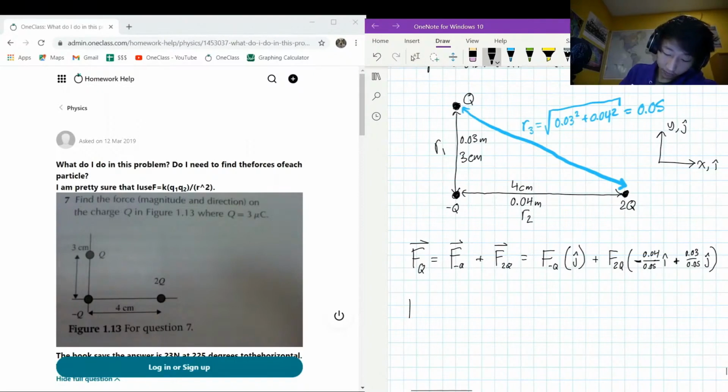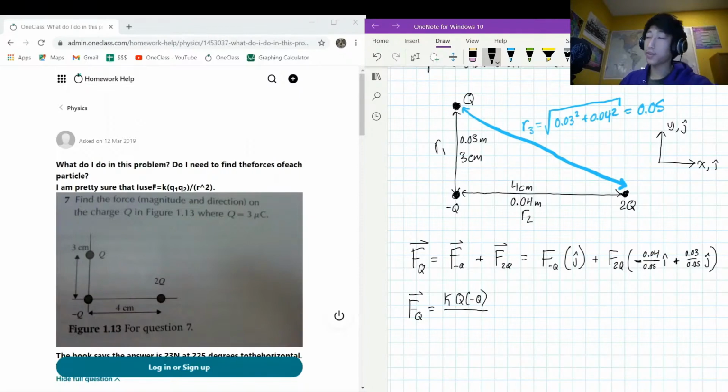Okay, so FQ is equal to FQ negative Q, so that's going to be KQ times negative Q. Because we have the negative Q here and they're going to be attracted to each other, it's going to be in the negative j direction. Since the negative comes from here, we don't want to put it there. So keep these things in mind. It's going to go downwards, and the distance for that is going to be R1, in the j direction.